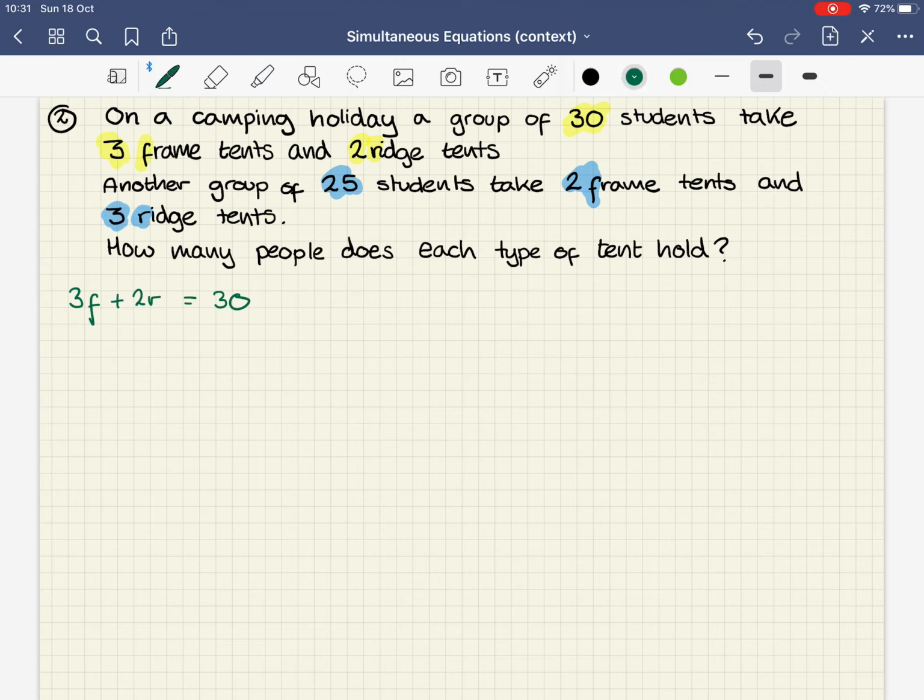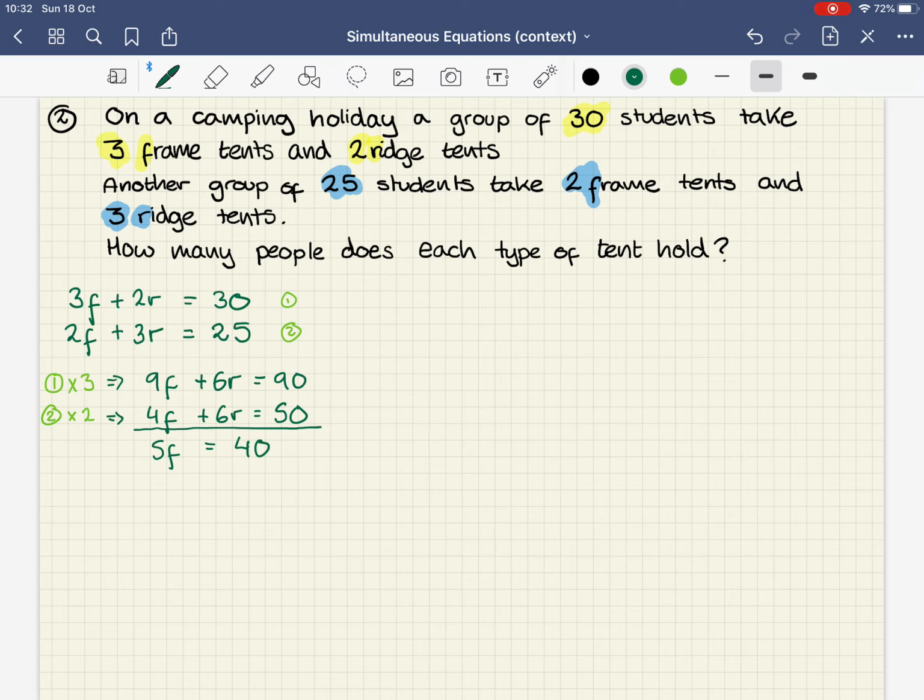And then they're both pluses, so that means I'm going to subtract them. So 9f take away 4f, that's going to give me 5f. The 6r's are going to cancel. 90 take away 50 is going to give me 40. Then divide by 5 on both sides. And so f is going to equal 8. Then I want to substitute that in.